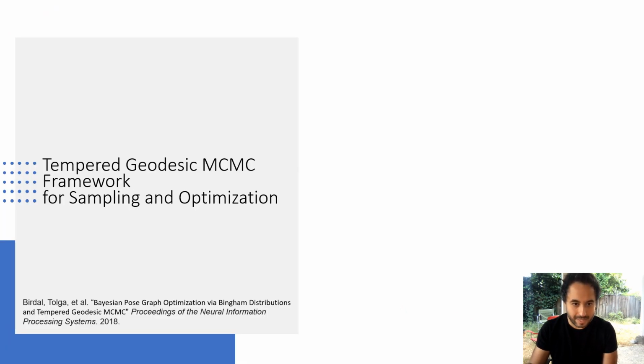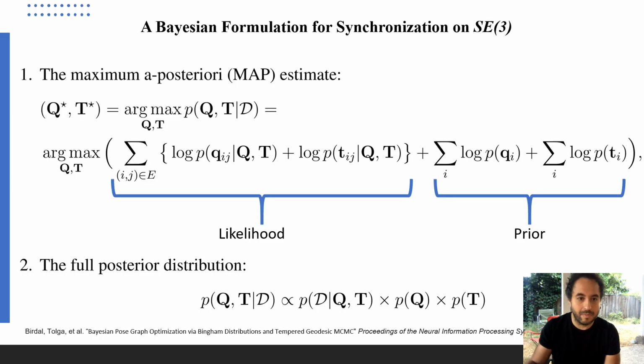Well, now I will present a framework called tempered geodesic MCMC that can do optimization, so it can solve the synchronization problem, and at the same time sample from the posterior of the problem, so that we can get uncertainty quantification or explore the possible solutions of the problem.